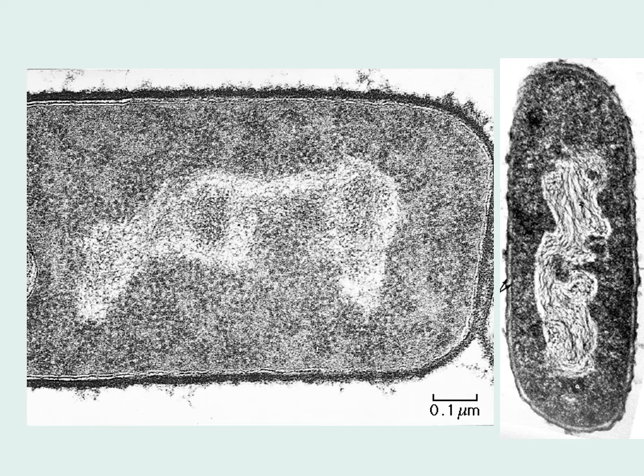So here we have got some electron microscope pictures which can pick up much smaller structures. They've got a much greater magnification, showing a bacterial cell.